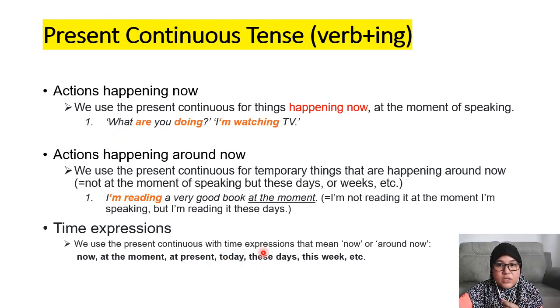Okay, for example, what are you watching? Okay, I am watching cinema now. Okay, for example like that. Or I am watching a cartoon now. Okay, that is the example of present continuous. Okay, I hope you can understand.